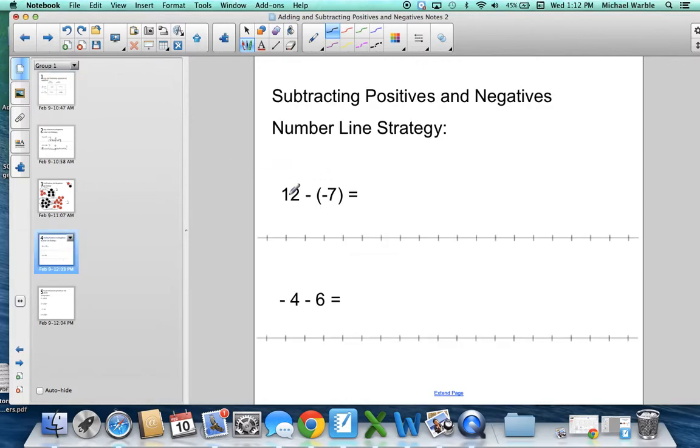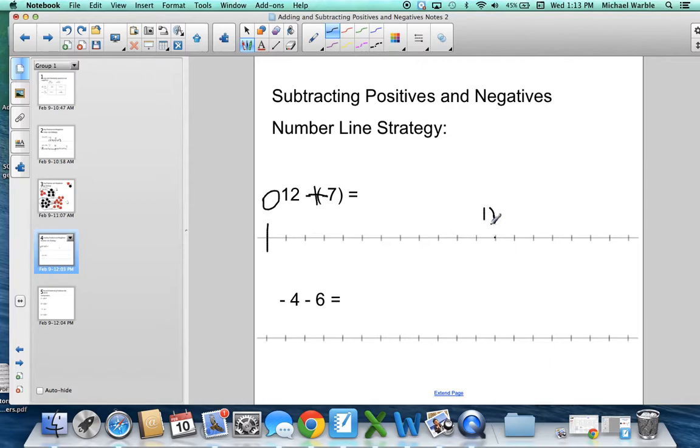So this turns into 12 plus 7. So I'm going to count up from here. I'm going to establish my 0 right here, because if I'm at 12 plus 7, I know that I'm not going to go past the 0 on the number line. So I'm going to count 1, 2, 3, 4, 5, 6, 7, 8, 9, 10, 11, 12. And there's my 12.